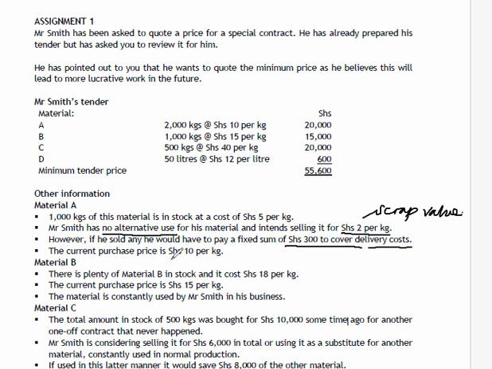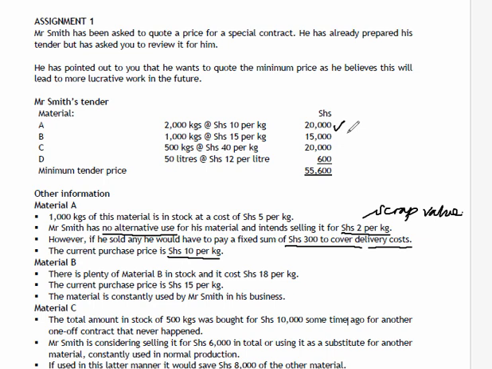If these materials are to be purchased currently, Mr. Smith has to incur shillings 10 on each kilogram. And now we see Mr. Smith has quoted 20,000 for material A. 2,000 kilograms are required at a price of shillings 10 per kg. So he's getting 2,000 times 10 to arrive at this 20,000. Is that correct? No, it's not correct. Why? We already have 1,000 kilograms of this material in stock.